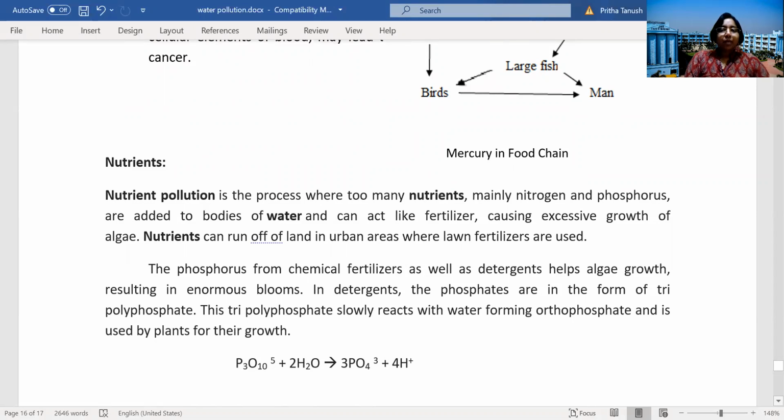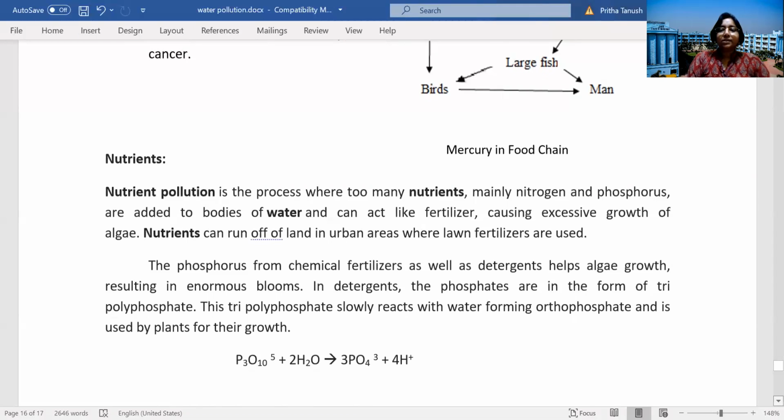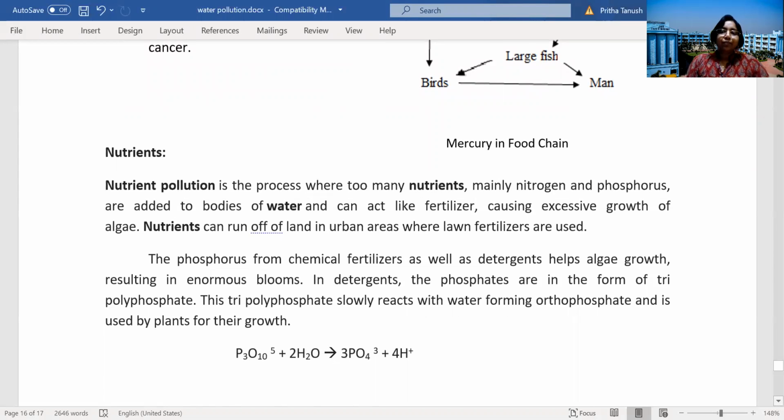So what is the problem with that? If the surface water is covered by algae, then sunlight cannot penetrate through it. So anaerobic decomposition will take place. The algae will die after some time, and their bodies will be decomposed anaerobically, which means in the absence of oxygen.